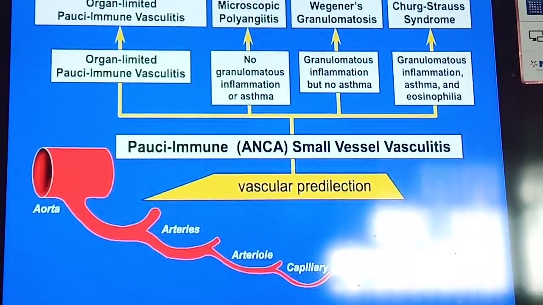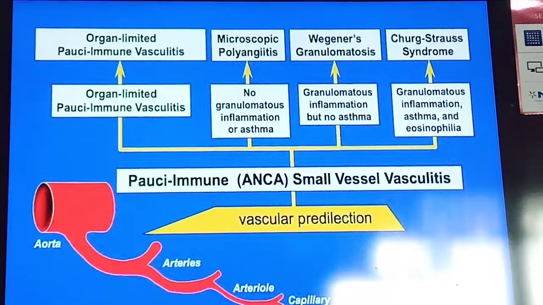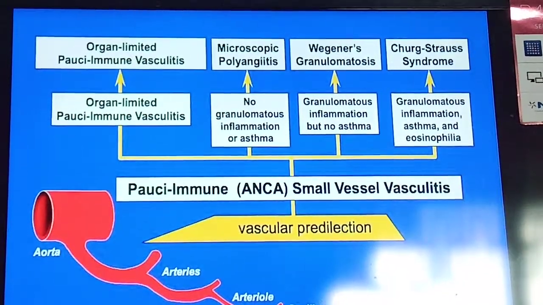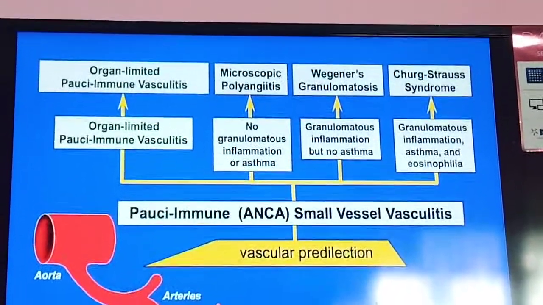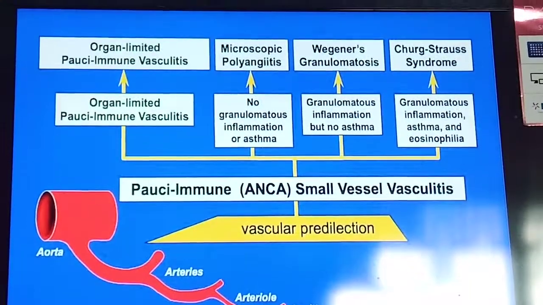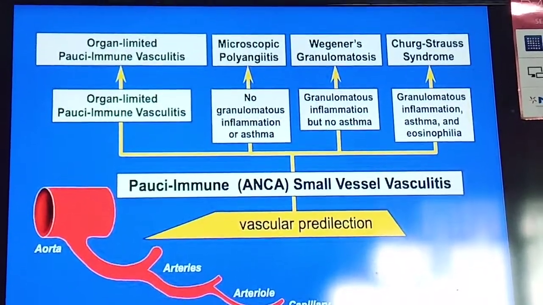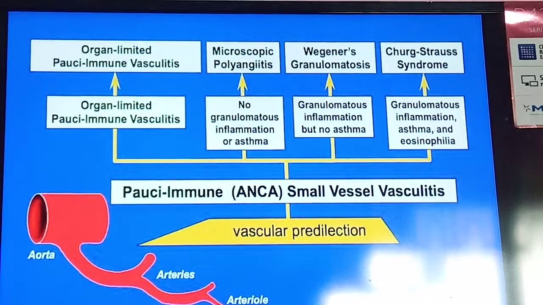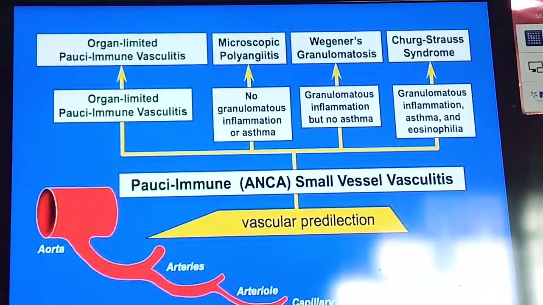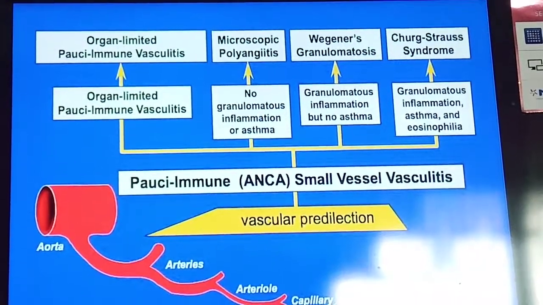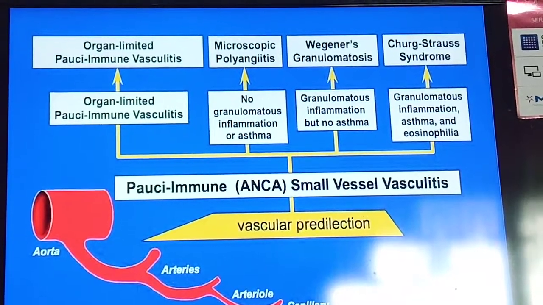In another, there is no glomerular inflammation or asthma, that is microscopic polyangiitis. In granulomatosis with polyangiitis, there is glomerular inflammation, but no asthma. But in Churg-Strauss, there is glomerular inflammation, asthma, and eosinophilia. So these are the ANCA-associated small vessel vasculitis.